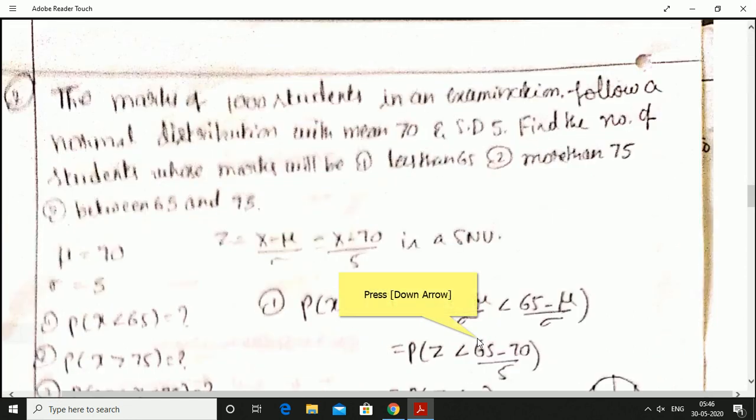Next problem. The marks of 1000 students in an examination follow a normal distribution with mean 70 and standard deviation 5. Find the number of students whose marks will be less than 65, more than 75, and between 65 and 75.